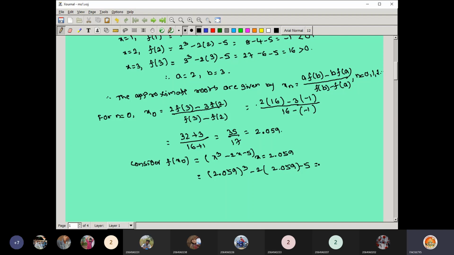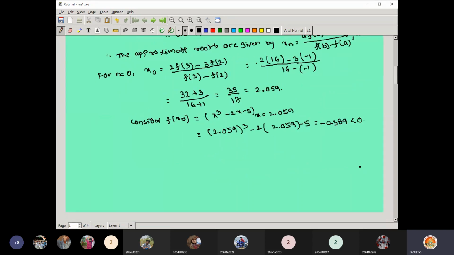So directly 2.059 whole cube, and the result is minus 0.389. So it is less than 0. So when it is less than 0, you make a statement that since f of x naught is less than 0, a equal to x naught.